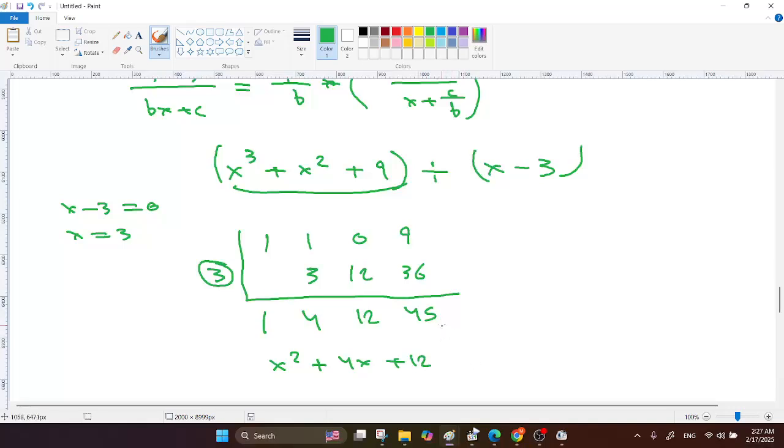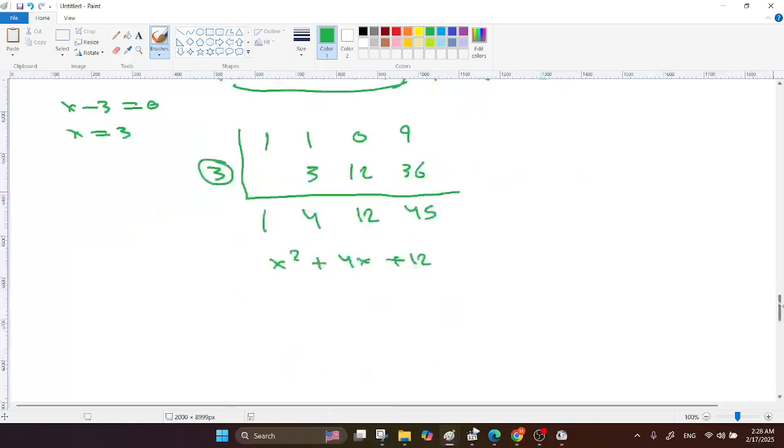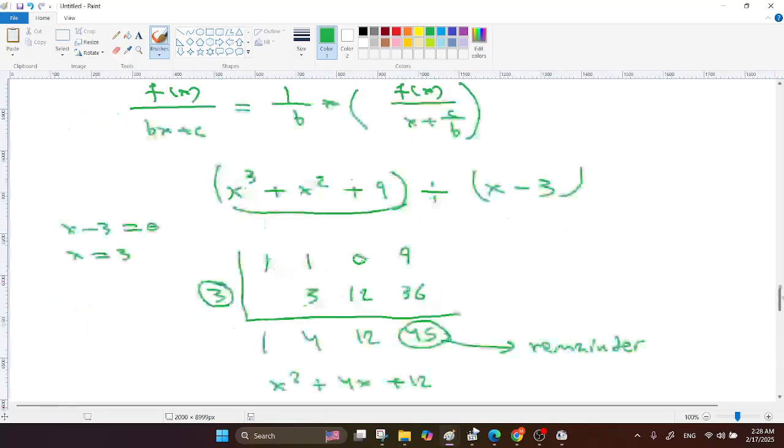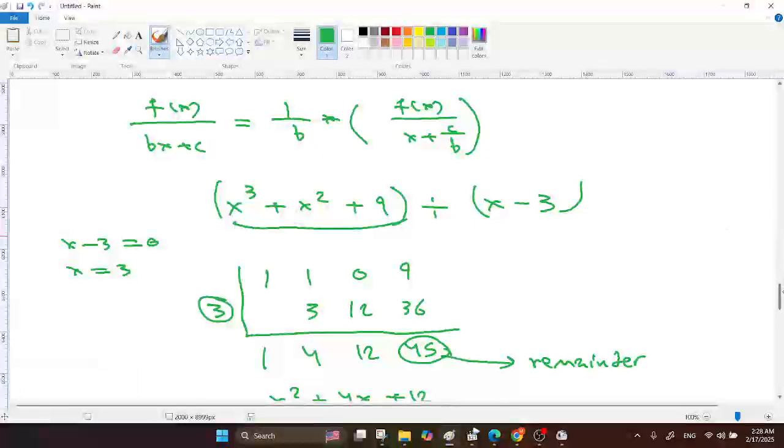Someone may ask, what is this 45? This 45 is the remainder. Okay, so 45, this here is remainder. To check our result, let's multiply. We have x minus 3 times x squared plus 4x plus 12, plus 45. This should be equal to our original polynomial x cubed plus x squared plus 9, if my answer is correct.